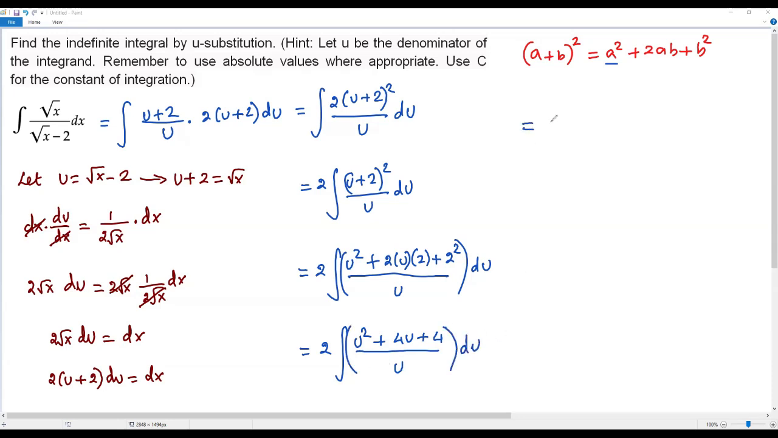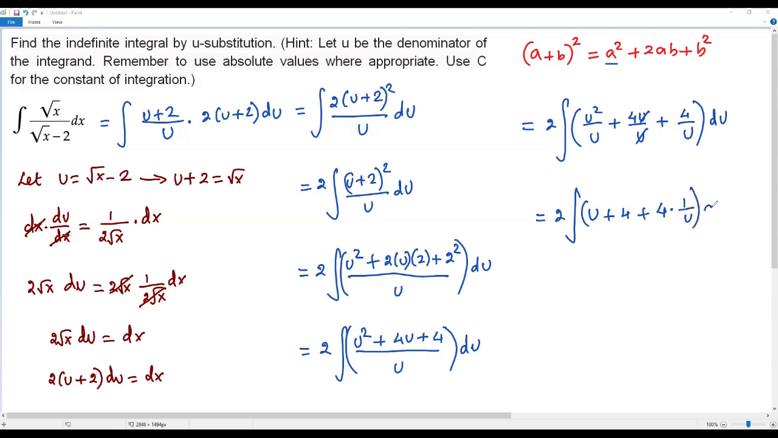Let me continue over here. 2 times the integral. Here u is a common denominator for all the 3 terms in the numerator. Since it's a common denominator, it can be taken as a separate denominator for each term. Then I'm getting u square over u + 4u over u + 4 divided by u times du. So 2 times the integral. When I divide u square by u, it is just u, and this u will cancel. I'm just getting a + 4, and here this 4 over u can be written as 4 times 1 over u times du.